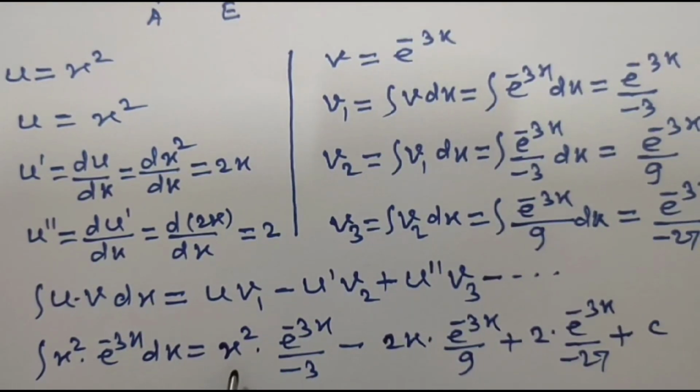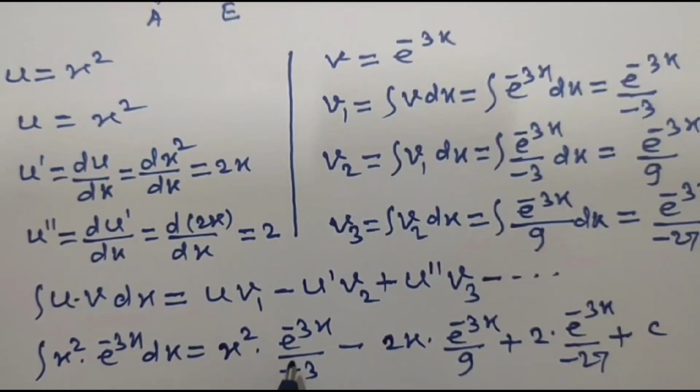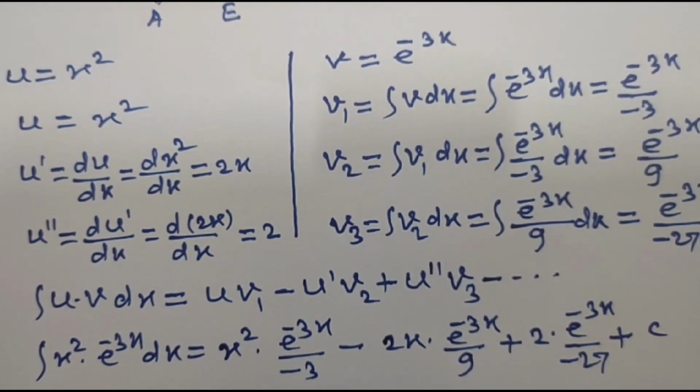Now this is x square into e to the power minus 3x divided by minus 3, minus 2x into e to the power minus 3x divided by 9, plus 2 into e to the power minus 3x divided by minus 27, plus integral constant c. You can take e to the power minus 3x common from these three terms, and you can simplify this. So this is equal to e to the power minus 3x upon 3, into bracket, minus x square minus 2x upon 3 minus 2 upon 9, plus integral constant c.